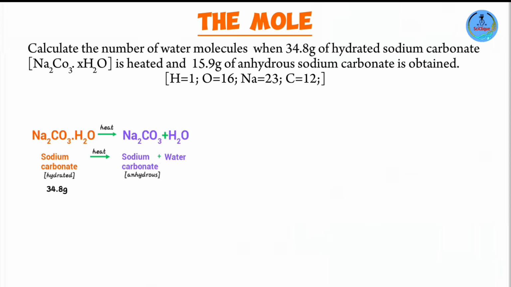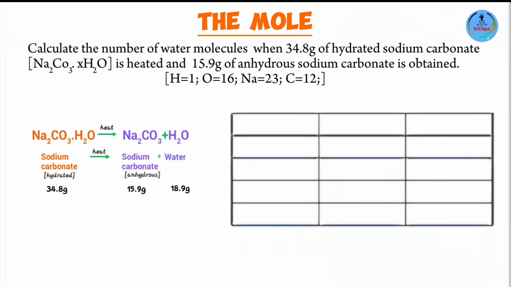So at the beginning, we had 34.8 grams of hydrated sodium carbonate, but at the end, it decreased to 15.9 grams. Why did it decrease? Due to the loss of water of crystallization. So if we find the difference between these two values, we get the mass of the water of crystallization, which is 18.9 grams. Now, if you have a question on a hydrated salt and it's asking you for the formula, you need to have a table such as that. You place your sodium carbonate and water as a block. Mass, molar mass, moles, and mole ratio. Fill in the relevant details. The mass of sodium carbonate is 15.9, mass of water 18.9.